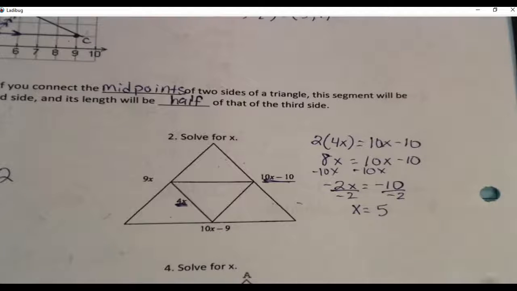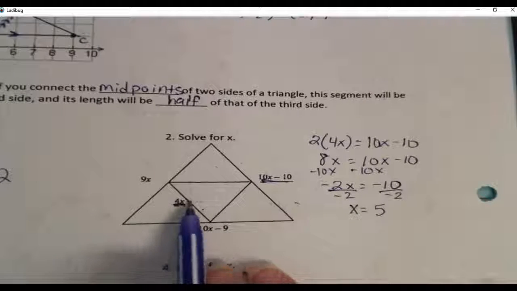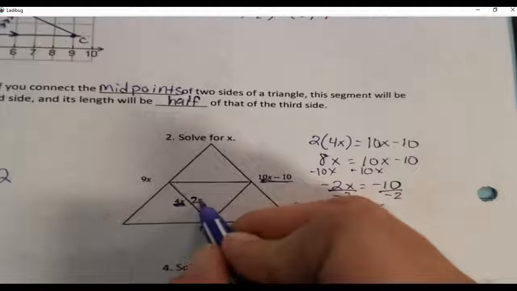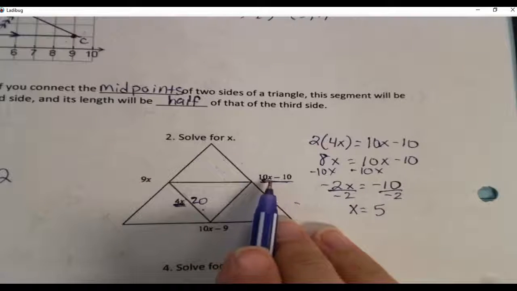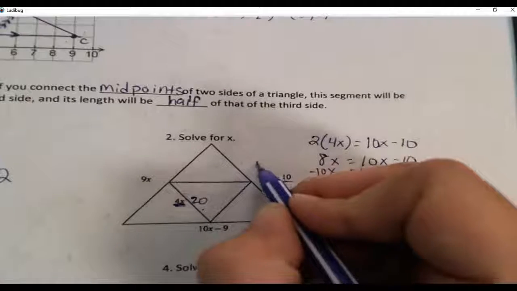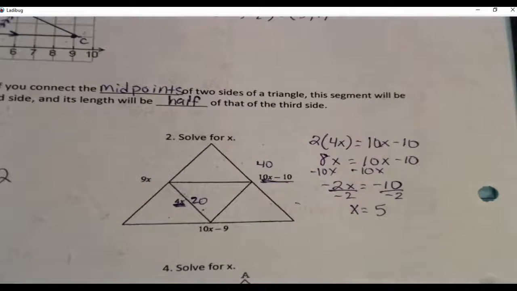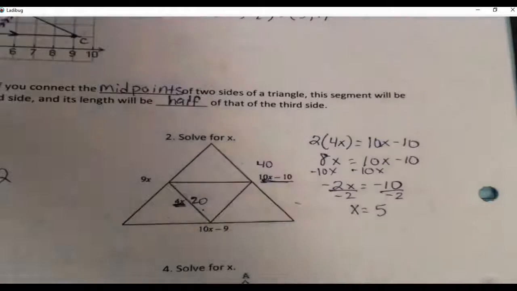Yeah, so if you want to check yourself, you could plug it back in and make sure that it really is half. So if I plug it in here, 4 times 5 is 20. If I plug it in here, 10 times 5 is 50, minus 10 is 40, and 20 is half of 40. So yeah, you can always plug it in and check yourself. Questions? Let's look at 3.